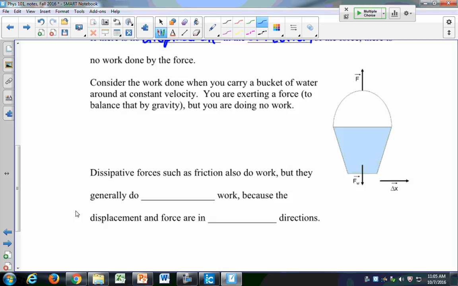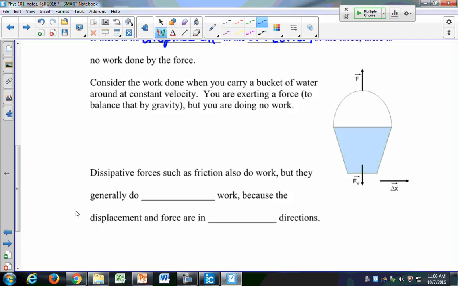In order to have work, you have to have both force and a displacement in the same direction. So in this case, I have a force going up and a displacement in that direction, but still no work, because the force is perpendicular to the displacement.